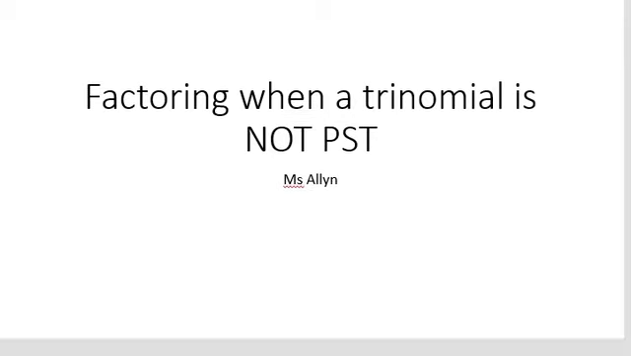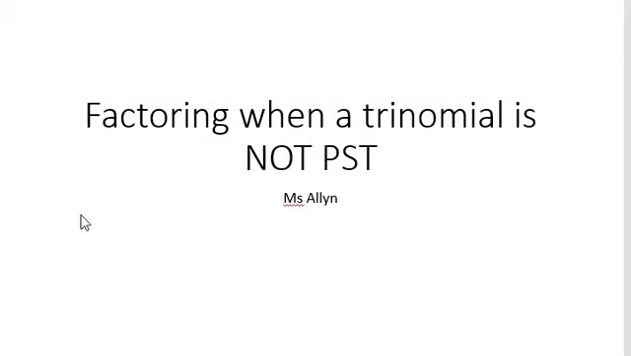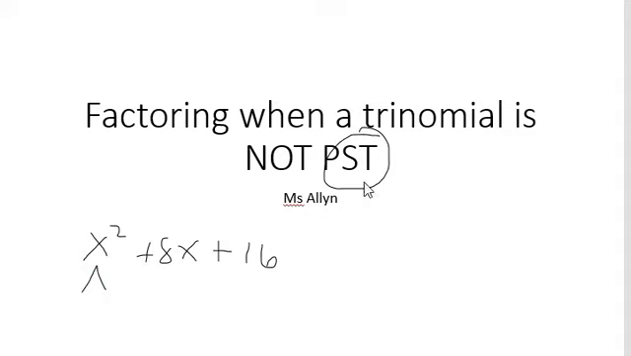So say, for example, the given is x squared plus 8x plus 16. This is a PST because x squared is x times x and 16 is 4 times 4. So that simply means that the first and the last terms can be found by multiplying a certain factor or number by itself.